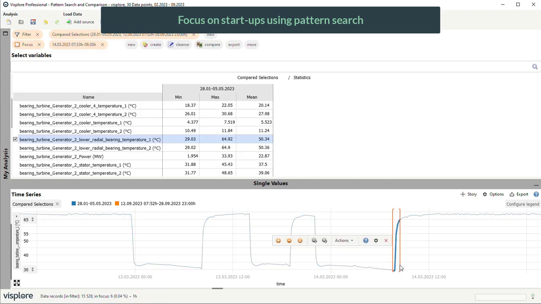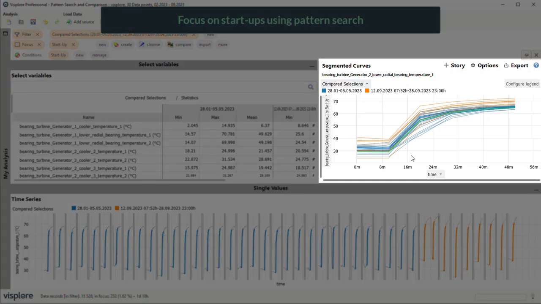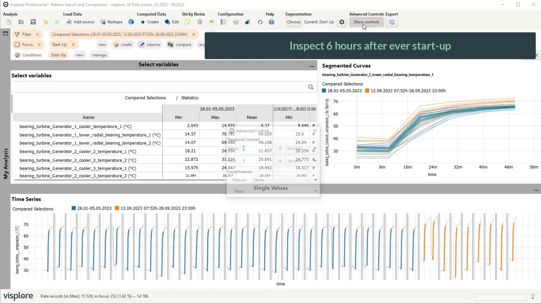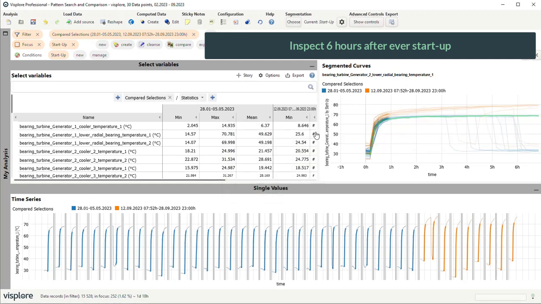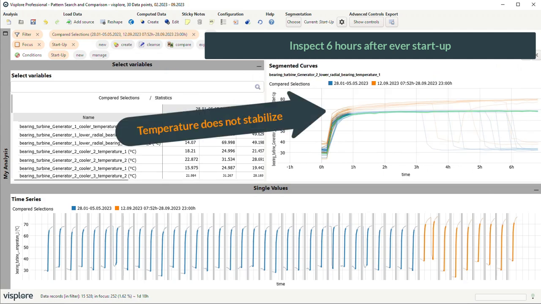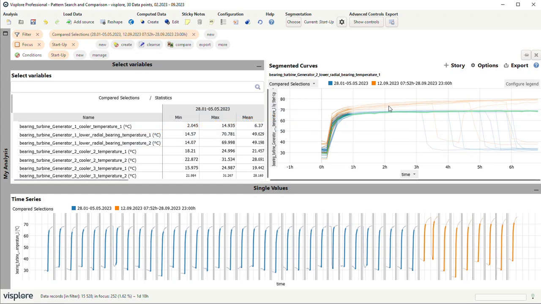So we can select one startup and use the pattern search feature of Visplore to extract all similar patterns automatically. Here you'll see all startups overlaid. Here is not so much difference between orange and blue curves, but we can add a time context of 6 hours after every startup. And now we see that the orange temperature curves during the incident do not stabilize in the hours after the startups. Normally, they stabilized after 3 hours or so, but here they go up and up until the turbine is switched off again. So now the engineers knew the heating was abnormal.